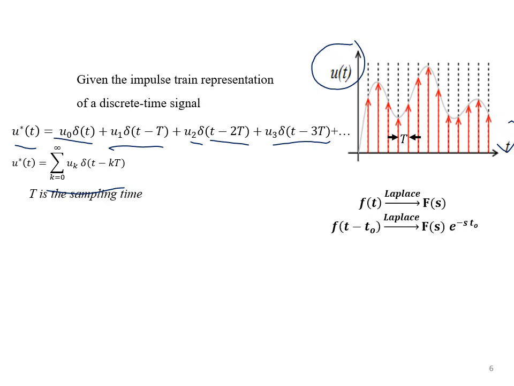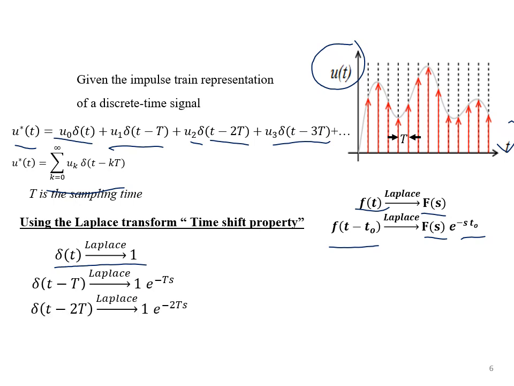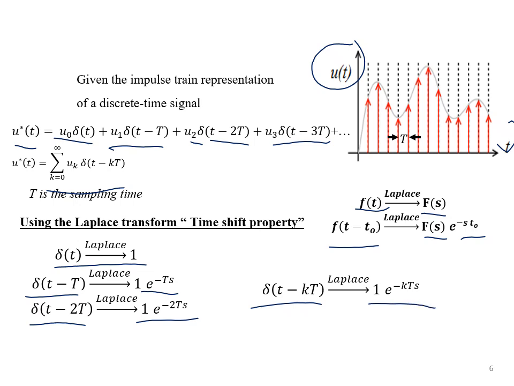We have f of t. Taking the Laplace transform, we get F of s. And f of t minus t naught, we take the Laplace transform, equals F of s times e power negative s t naught. The impulse Laplace transform equals 1. And for the impulse shifted by time T, it will be 1 times e power negative Ts. Impulse shifted by 2T equals 1 times e power negative 2Ts. Then the general form delta of t minus kT has the Laplace transform equals 1 times e power negative kTs.